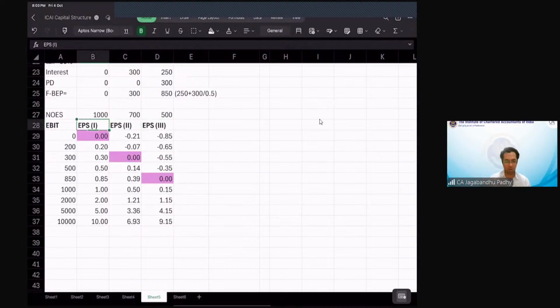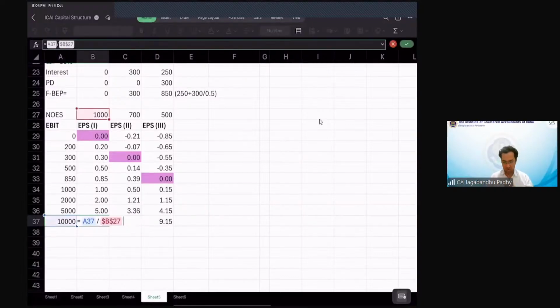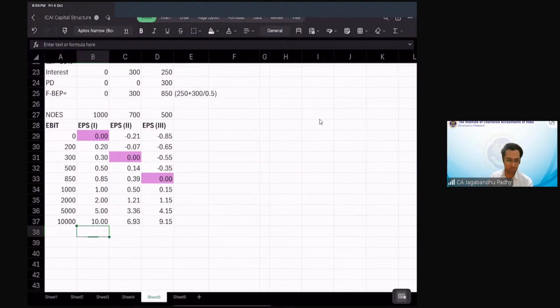Now, if I ask you, out of these plans, where do you become profitable early? In plan 1. Can I say you become profitable early in plan 1, of course. But then, if you look at larger values for EBIT, you will observe that as you reach up to EBIT of 10,000, your EPS of plan 1 is always in that higher position.